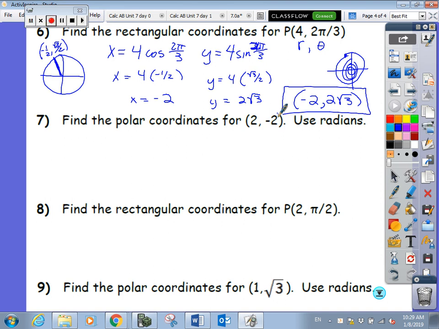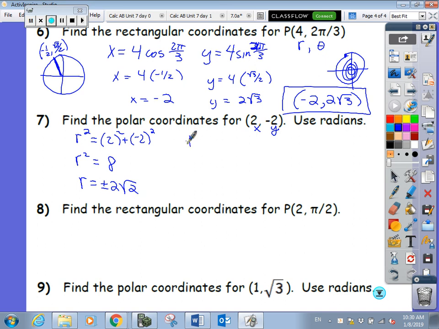All right, now the opposite. We want to find the polar given the rectangular, x and y. So r squared equals x squared plus y squared. So r squared equals 4 plus 4, which is 8. So r equals plus or minus 2 root 2. We don't know which one we want to use yet. Just because the x is positive doesn't mean the r is positive. It could be, but we can't just make that assumption.